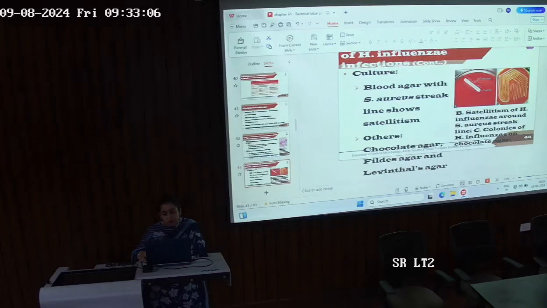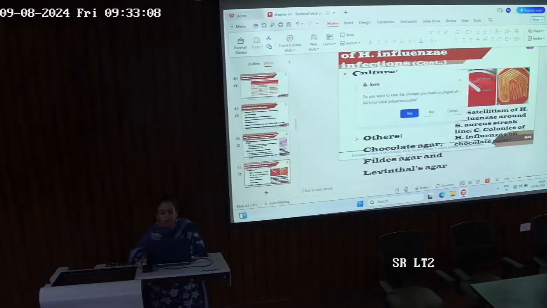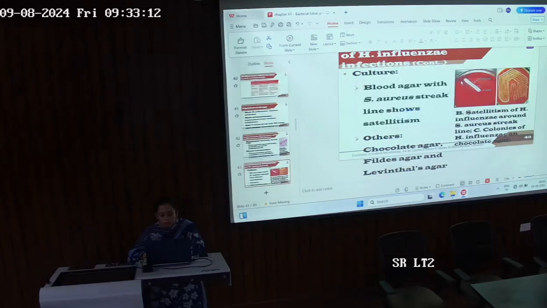Culture on blood agar. On blood agar with a Staph aureus streak, it shows satellitism, and other agars are chocolate agar, Fildes agar, and Levinthal's agar. What is satellitism?